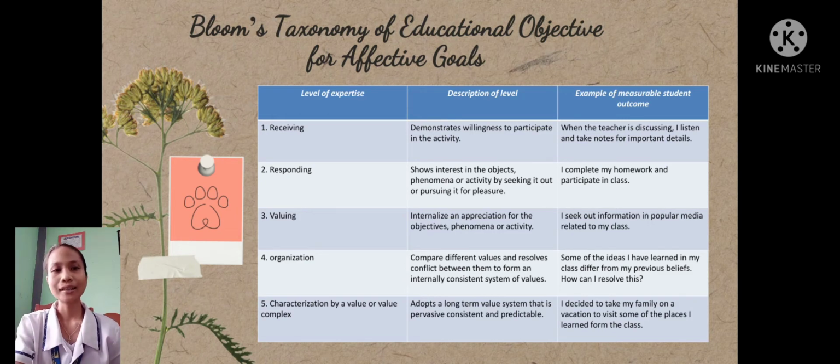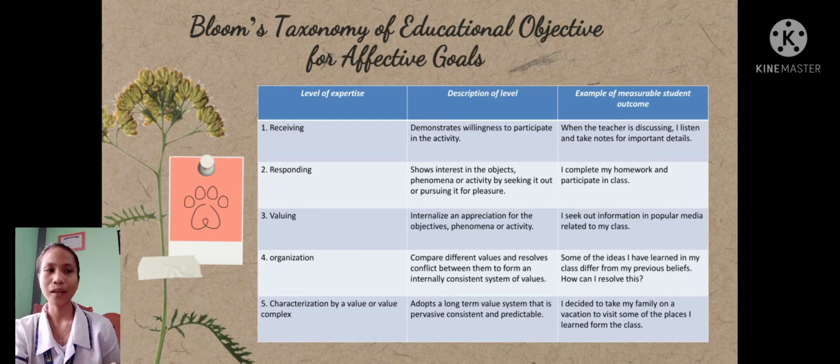The second level of expertise is responding. It shows interest in the objects, phenomena, or activity by seeking it out or pursuing it for pleasure. An example of this level of expertise is I complete my homework and participate in class.